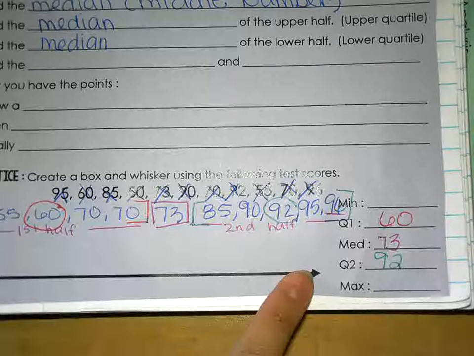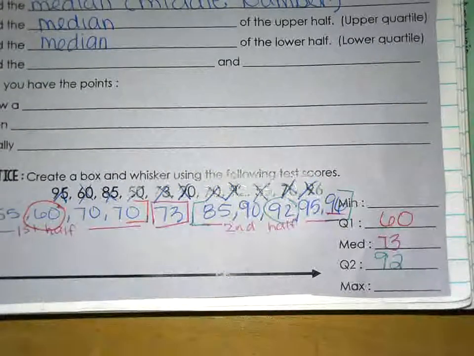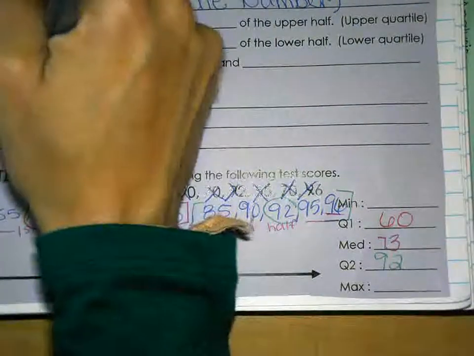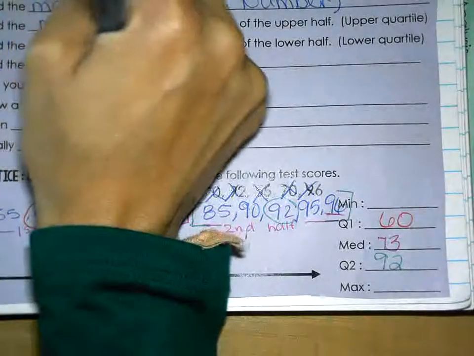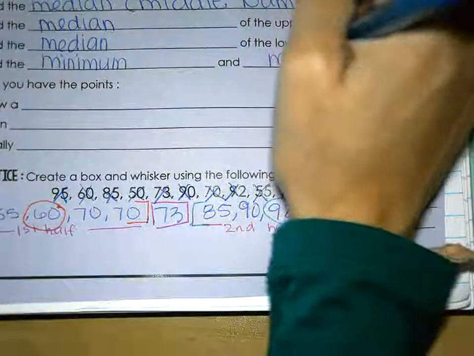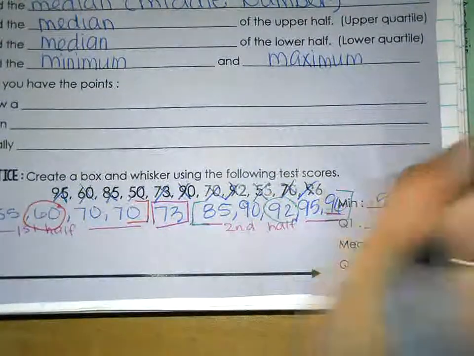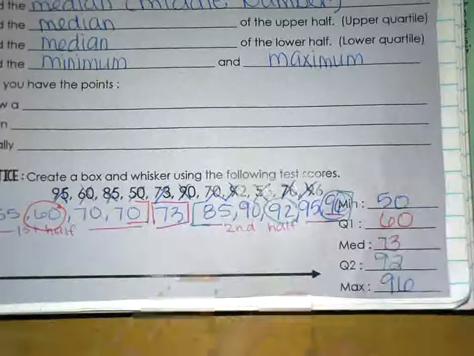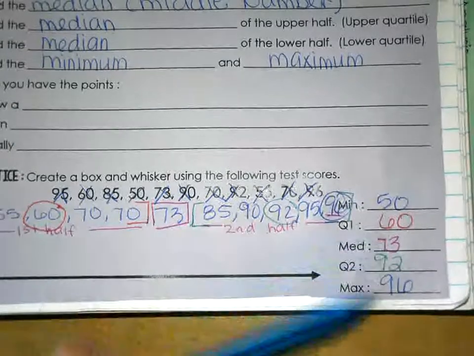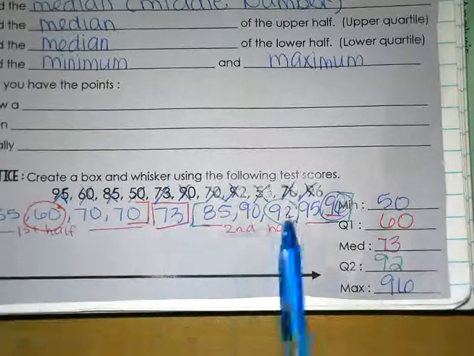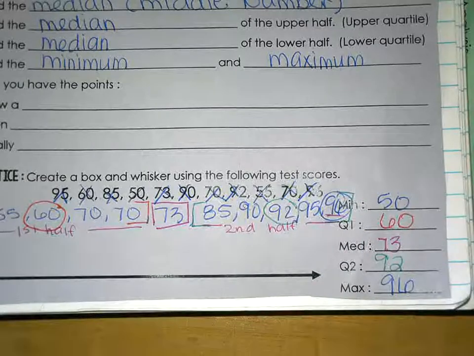So far I have 60, 73, and 92. Your final step, step 5, to find your numbers, is you need to find the minimum and the maximum. And those are the easiest numbers to find because it's obviously the smallest, which is 50, and the greatest, which is 96. So we now have our 5 numbers. That's the first thing you have to find. You can't even draw a box and whisker plot until you have those 5 numbers. Okay? It shows the range of your data, your spread of your data.